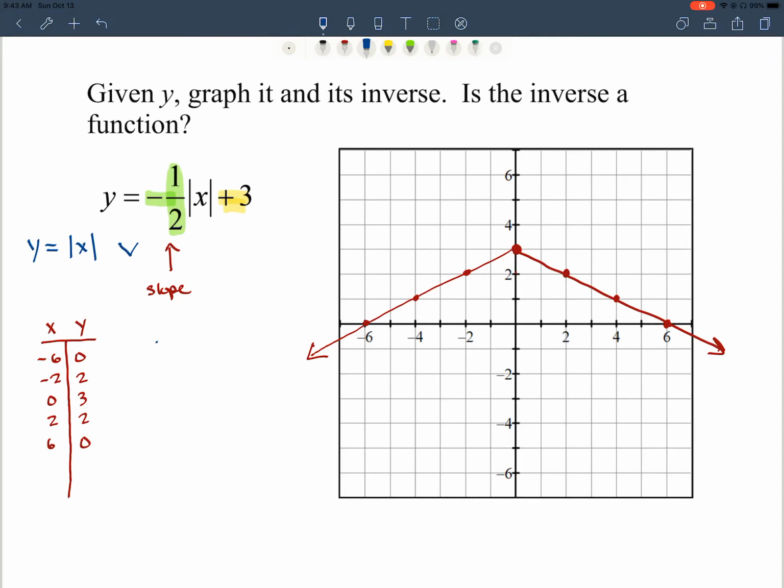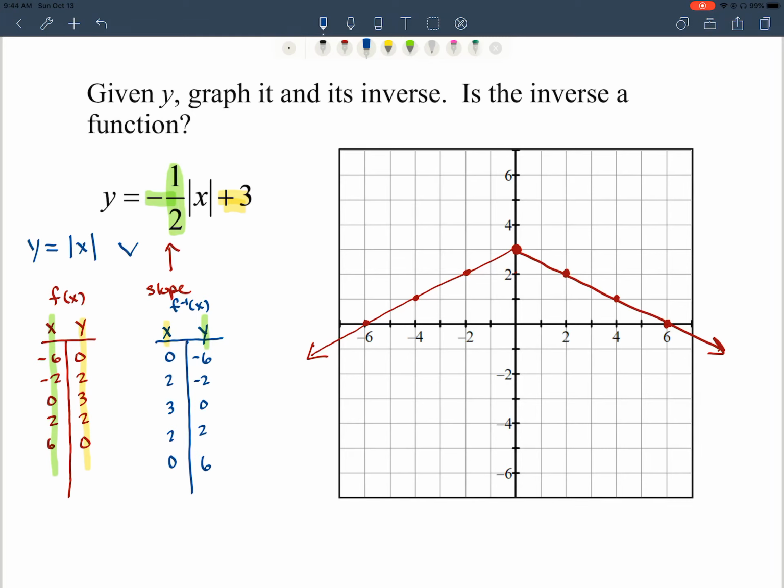And now we'll just make our inverse table. So this one is our inverse table, where the other one here was just our original function. And again, just flip-flop our x's and y's. So I'm going to record my y coordinates from here as my x values. So we've got 0, 2, 3, 2, and 0. And then these x coordinates now will become the y coordinates. So we're going to say -6, -2, 0, 2, and 6.